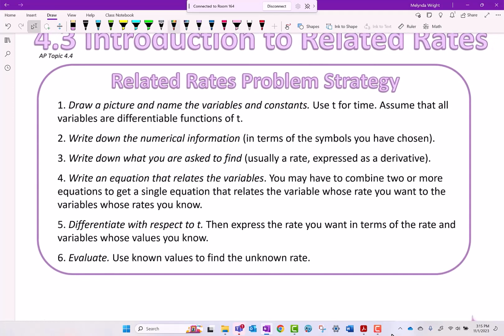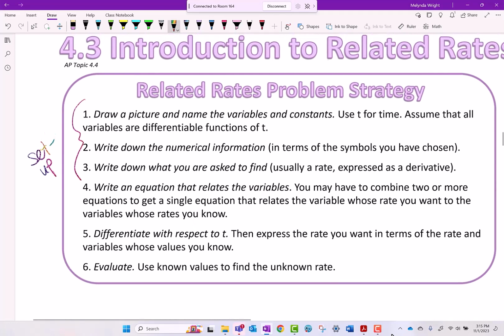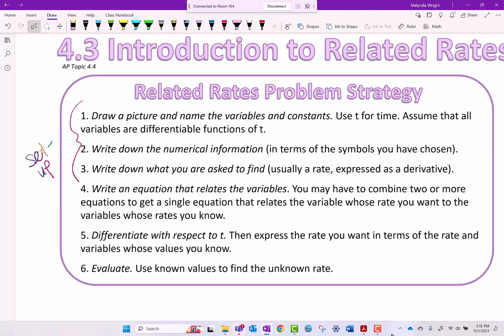What we do is, these first three steps I call the setup. So what do we do to set the problem up? Even if you have a hard time continuing through the problem, you should at least get through the setup. We draw a picture and we name the variables and the constants.